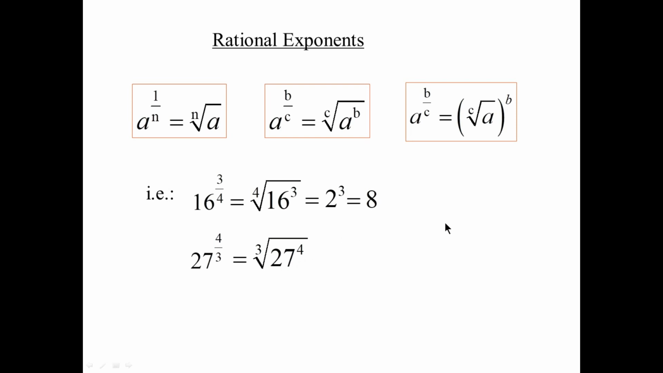Now, the third root of 27 is that number that when multiplied by itself 3 times builds the number 27. And that's the number 3. We have 3 to the 4th. And 3 to the 4th is, well, 3 times 3 times 3 times 3, 81.